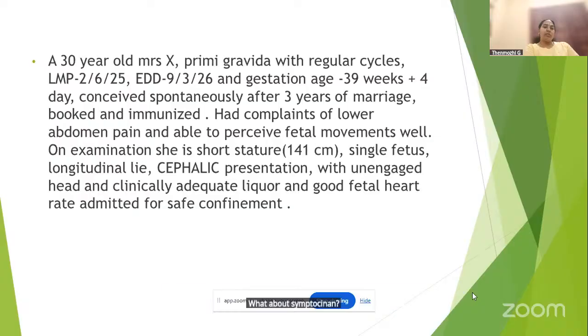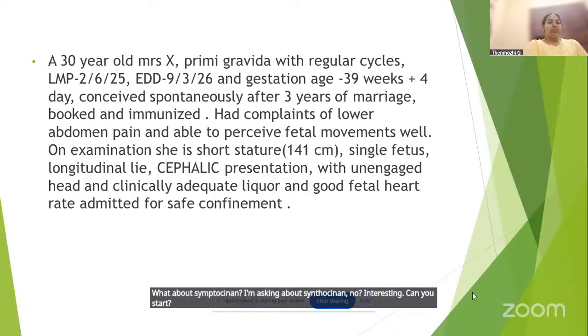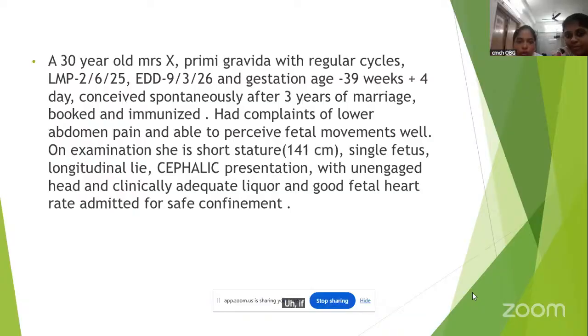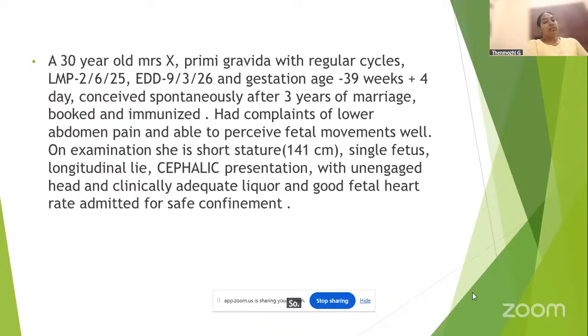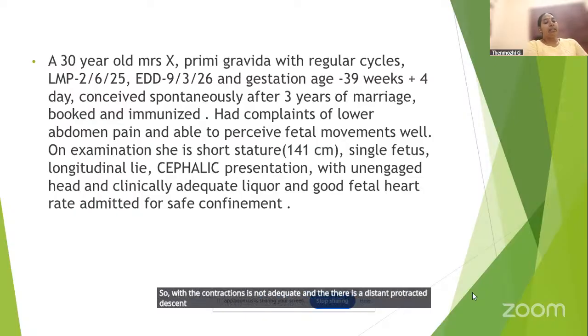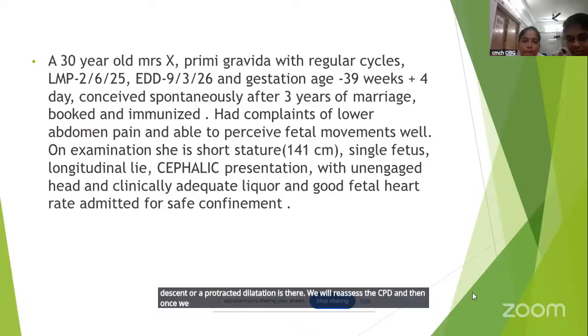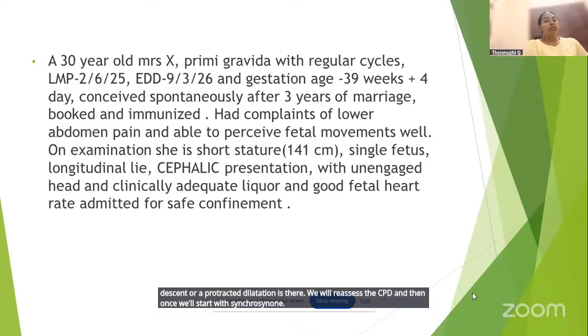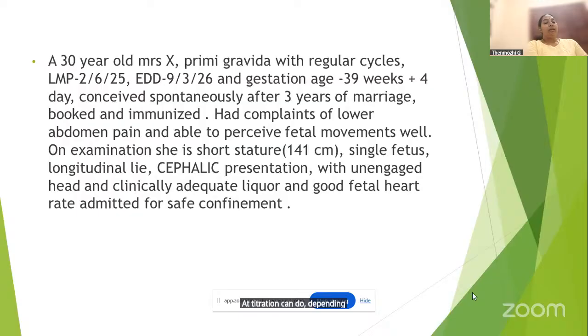I'm asking about syntocinon. When you start it, if there are inadequate uterine contractions, ma'am, and there is protracted descent or protracted dilatation, we will reassess the CPD and then start with syntocinon. Titration will be done depending upon the contractions.